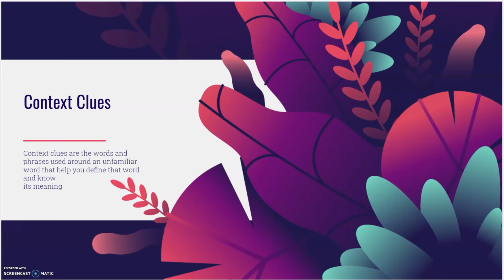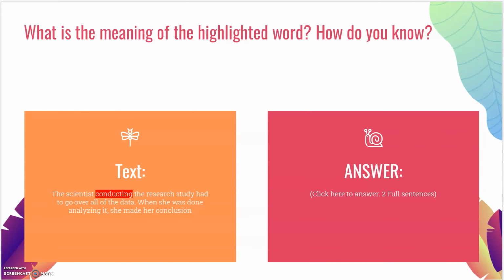Our first step, though, is to sort of understand context clues. Now, I'm sure you've heard of context clues before. I'm sure you've been taught this before, but it's always good to have a refresher. So context clues are the words and phrases used around an unfamiliar word that help you define that word and know its meaning. So if we come across in our reading a word we don't know, we have to kind of discover the meaning of that word. Because we can't always look it up in a dictionary, or we might find the wrong definition. And so how do we know what that word means? Just using the words around it. So let's practice that a little bit.